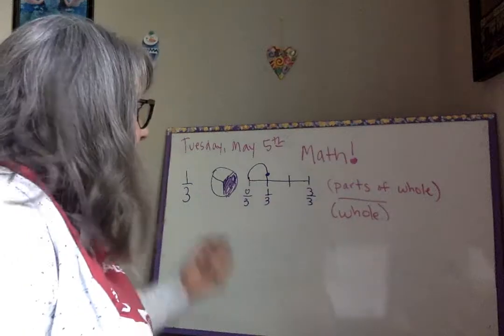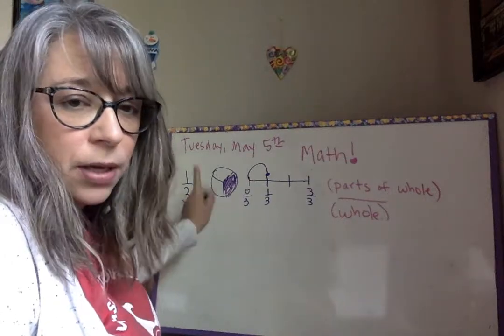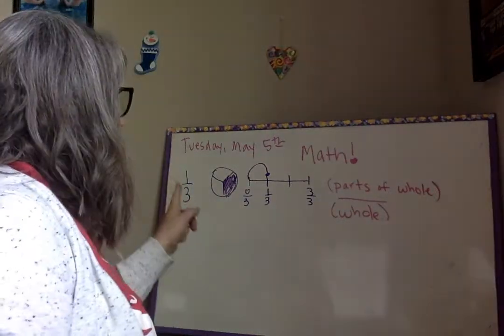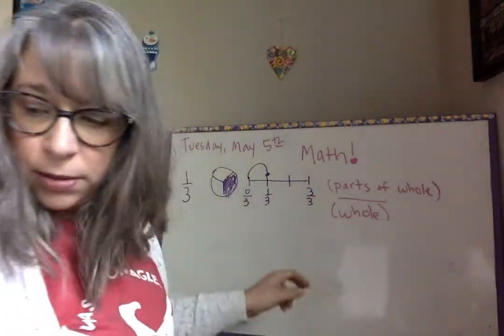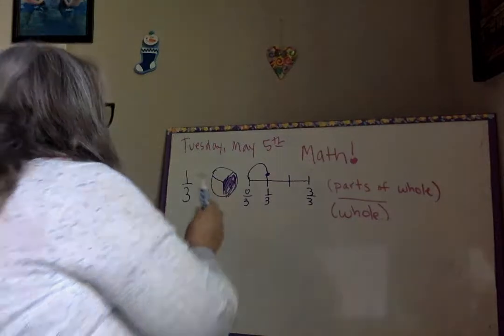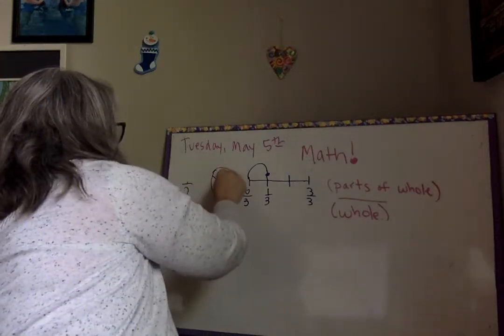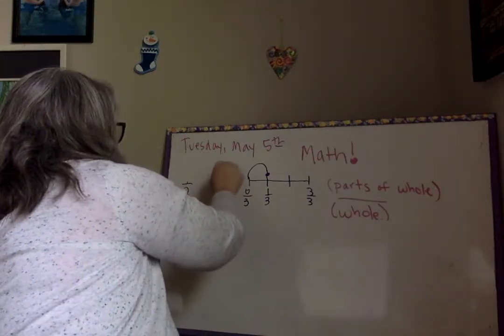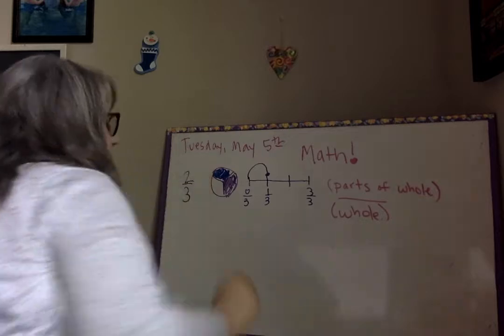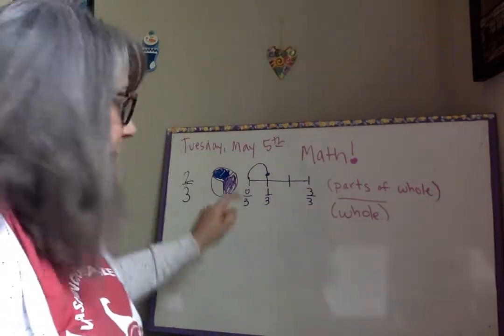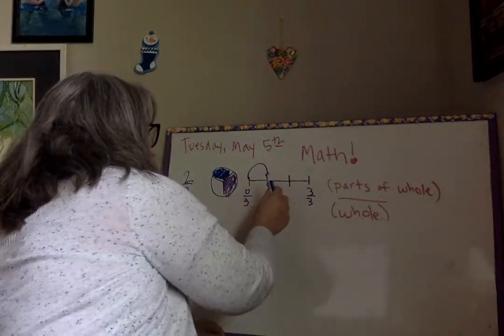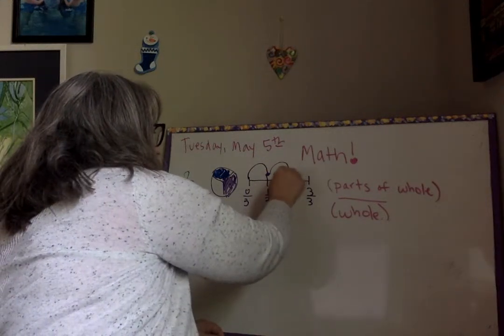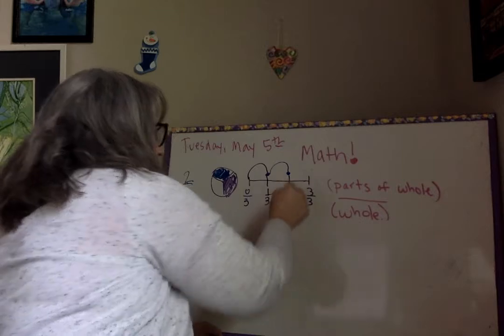There it is, 1/3. Now we can't decompose that one. So here's what I'm going to do. We're still using a third, but now we're changing this to 2/3. So now we have 2 parts of our whole shaded. And how many more hops are we going to make? 1 more hop. So now here's our 2/3.